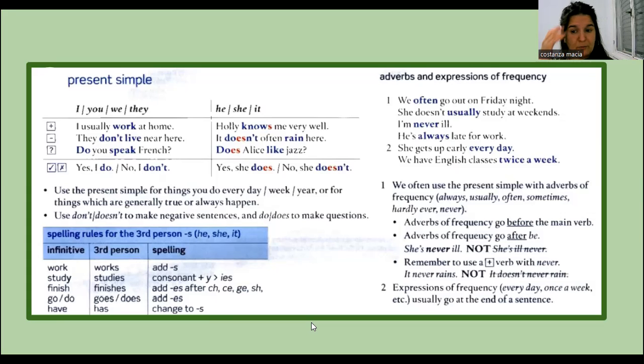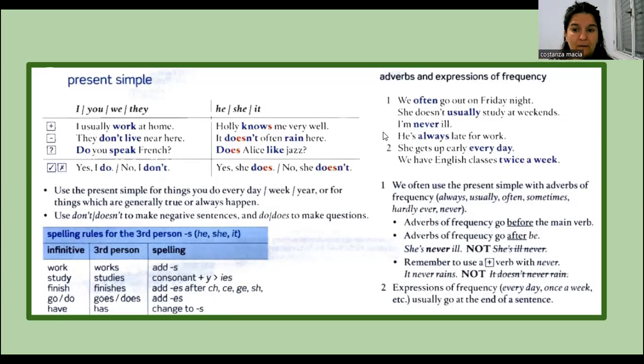There are some rules with these adverbs. The adverbs of frequency go before the main verb. Look at this. Often go, usually study. But they go after the verb to be. I'm never ill. She is always late. Yeah? Before any verb, but after the verb to be.